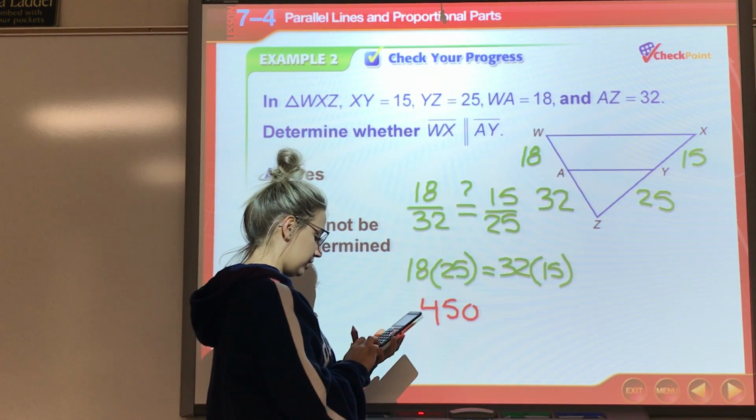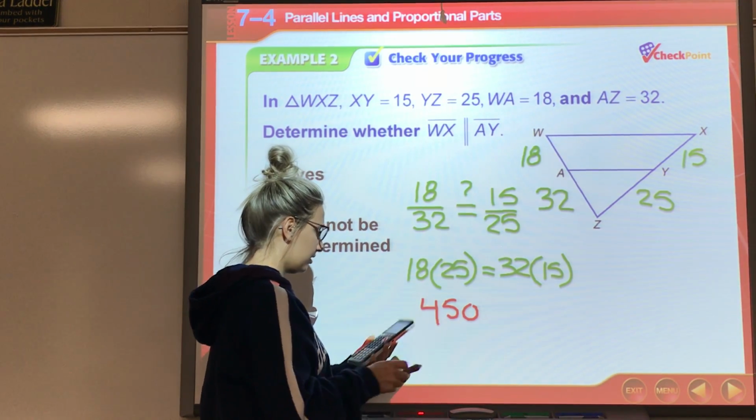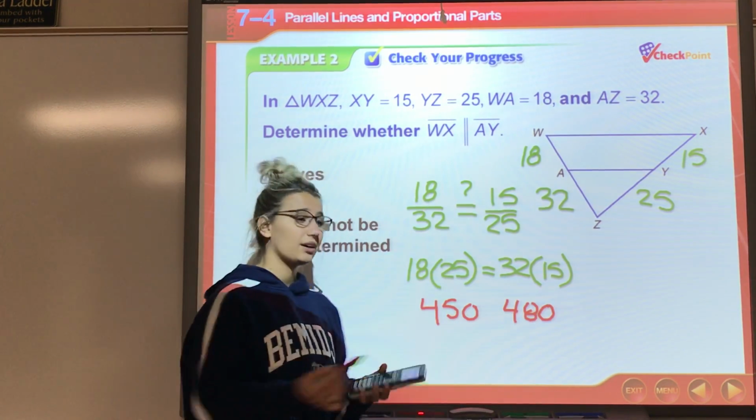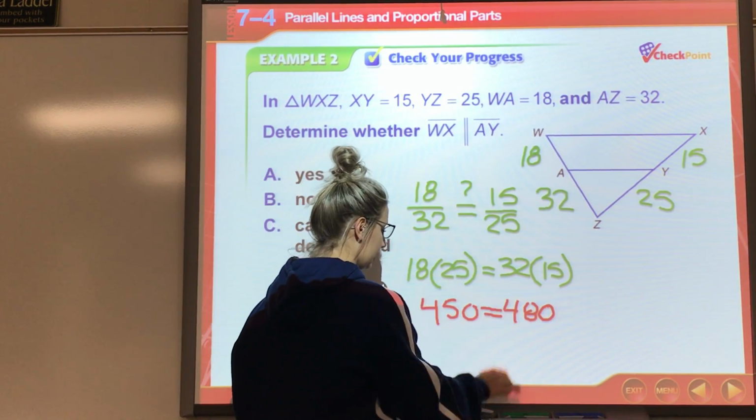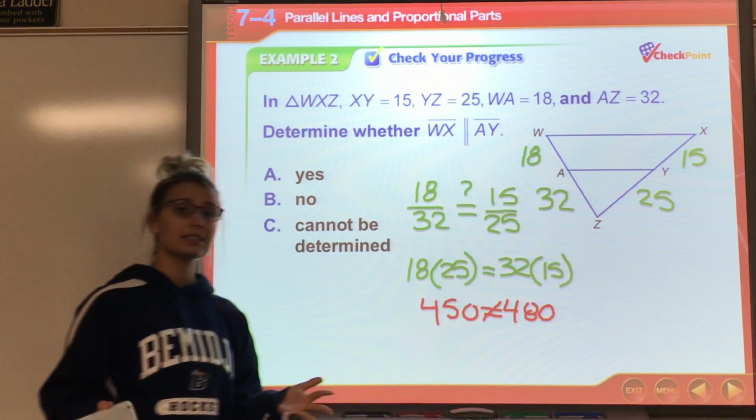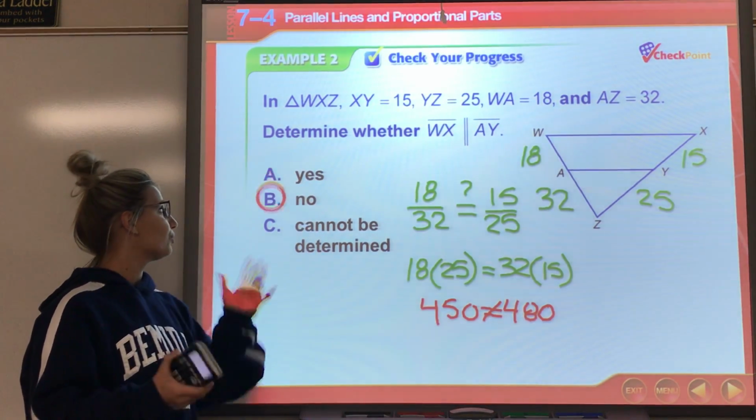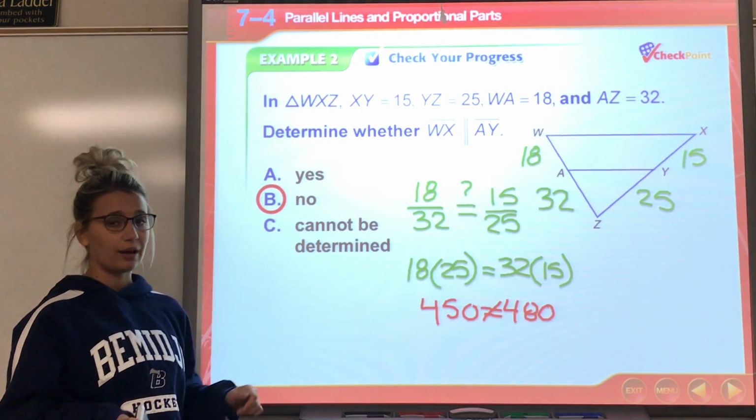And if we take 32 times 15, we get 480. Notice that these are not the same, so I'm going to say they're not equal. So since these segments are not proportional, no, these segments are not parallel.